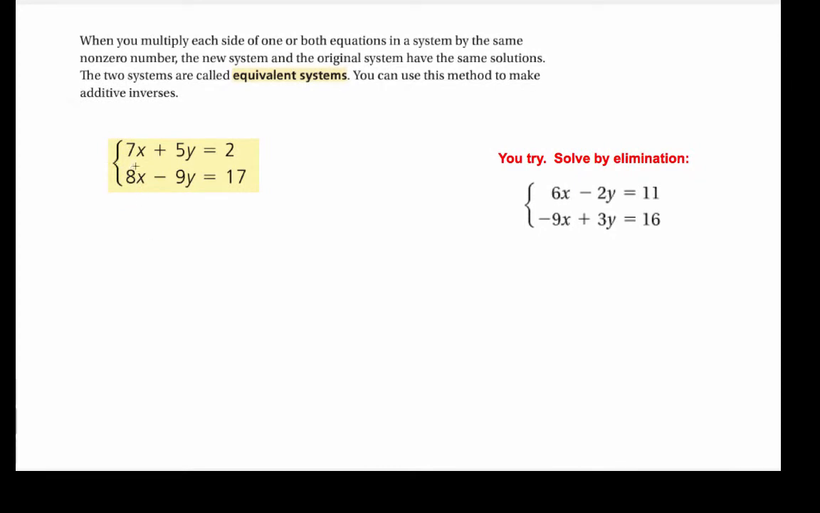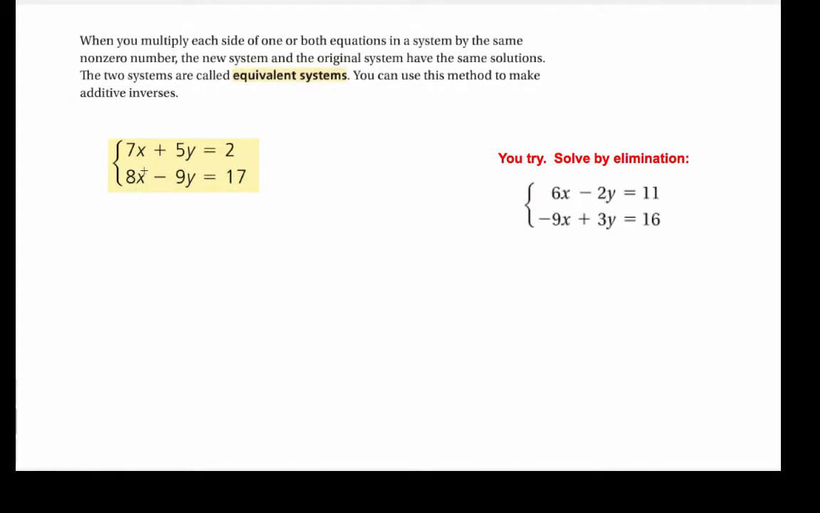So if you look at our example here, we have 7x plus 5y equals 2, and 8x minus 9y equals 17. As these two equations are, the elimination will not take place. If I add these together as they are, I'm going to get 15x minus 4y equals 19. Still have x, still have y. Algebraically, that does me no good. I can't solve this.